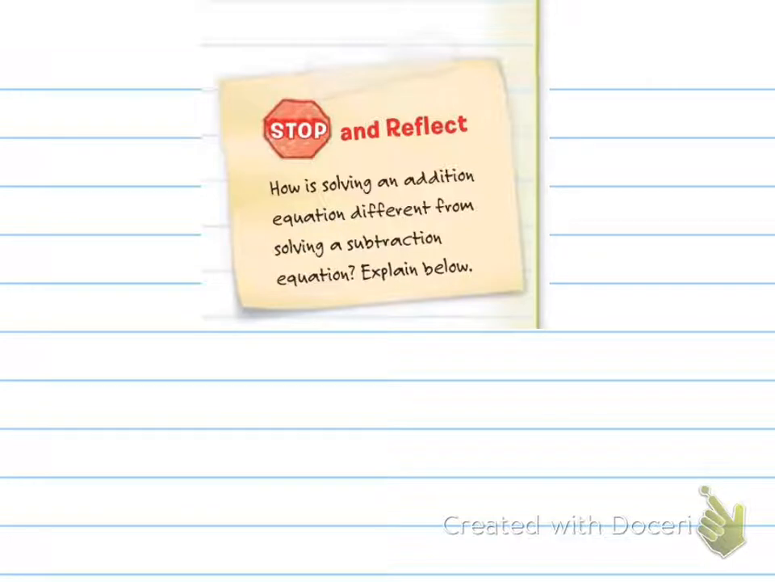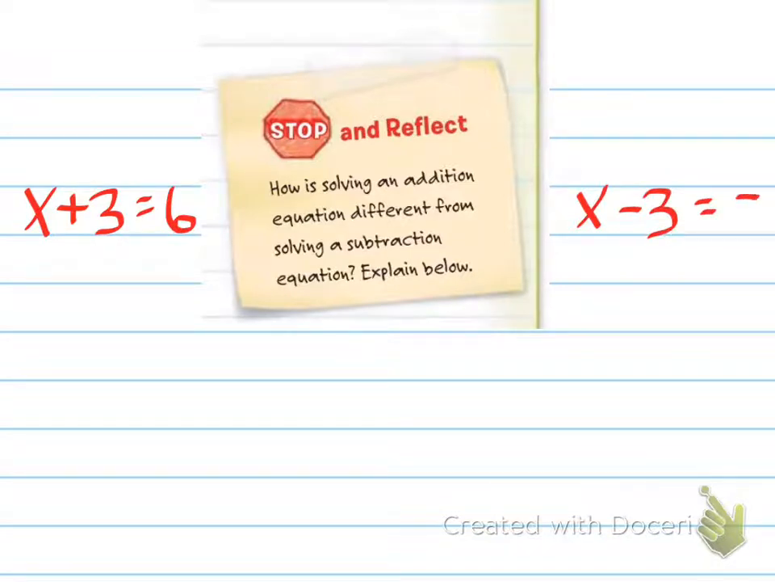All right, so how is solving an addition equation different from solving a subtraction equation? So we've got an addition equation where it's like x plus 3 equals 6. And then we have a subtraction problem, which is like x minus 3 equals 5. And they're trying to say what's the difference between the two. So I want you to pause for a minute and think about that. Think about how you would answer a question like that.